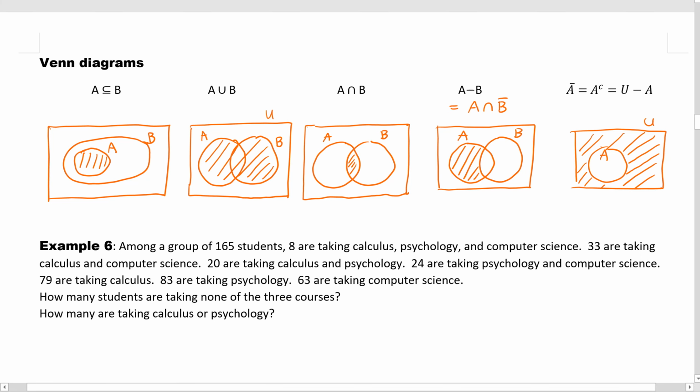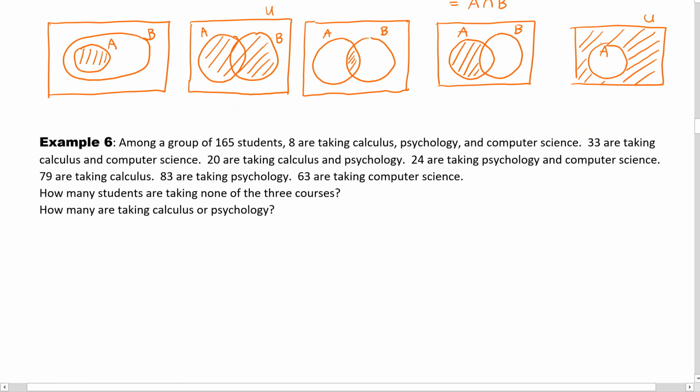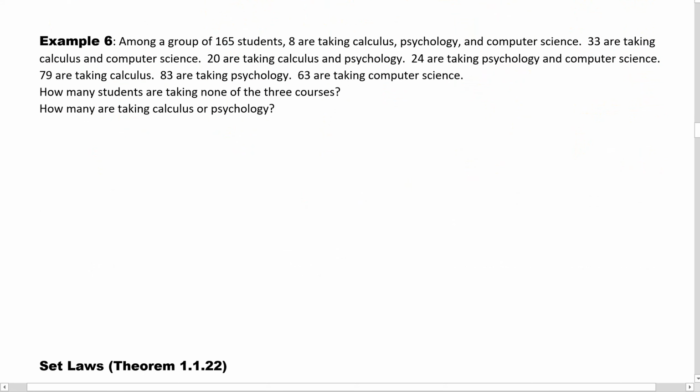Okay, next, let's look at example 6. And I'm going to show you how to use the Venn diagram to solve this problem. Have you ever played a logic puzzle? This is actually one example of a logic puzzle. Very interesting. Okay, so among a group of 165 students, 8 are taking calculus, psychology, and computer science.